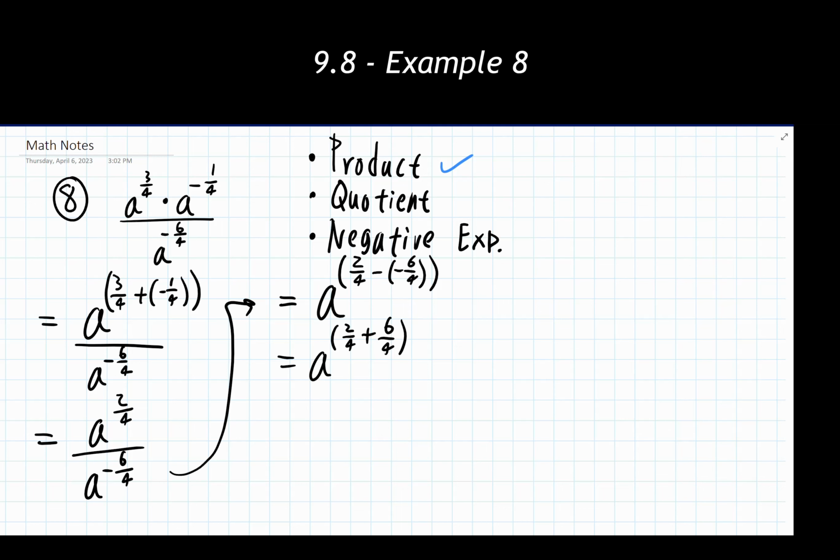Now 2 over 4 plus 6 over 4 is going to give me a to the 8 over 4th power, and 8 over 4, now that I have everything else fully canceled out and worked out, I get a to the 2nd power. So it turns out that in the process of doing that, I actually didn't need to work with the negative exponents at all. They happen to cancel out and get taken care of in the rest of the problem. There's no guarantee that that is always going to happen with these problems. It just so happens to be the case in this problem.